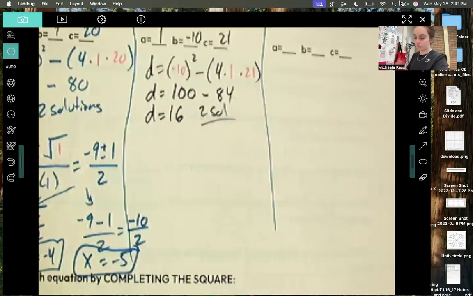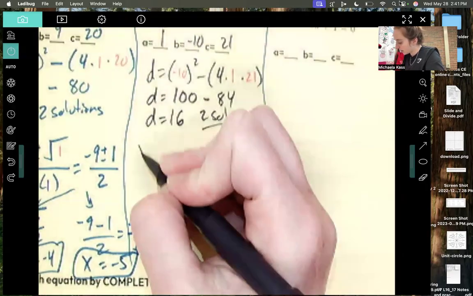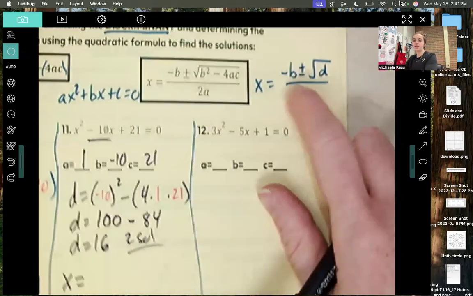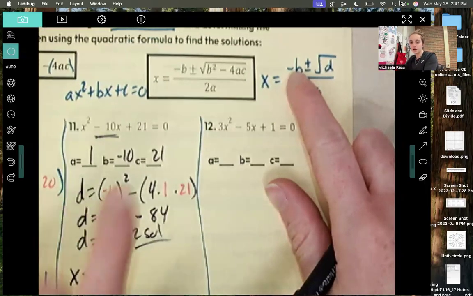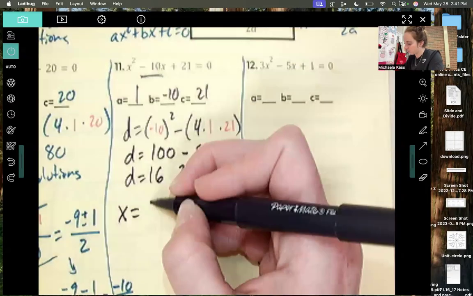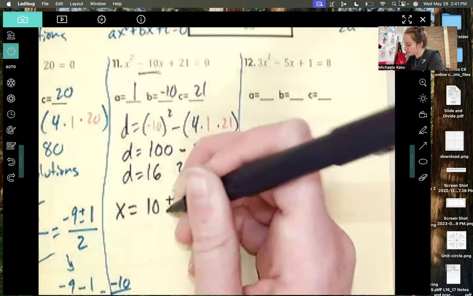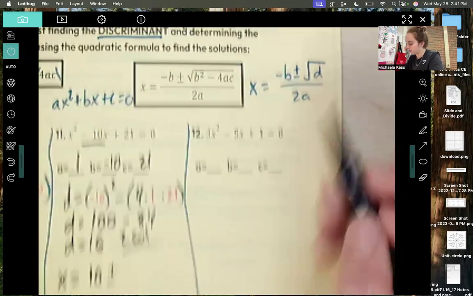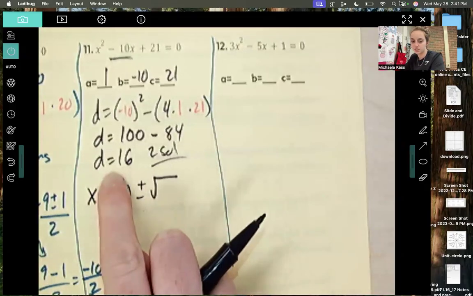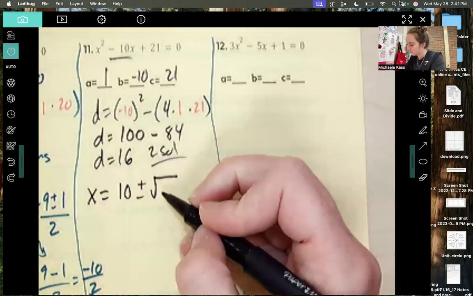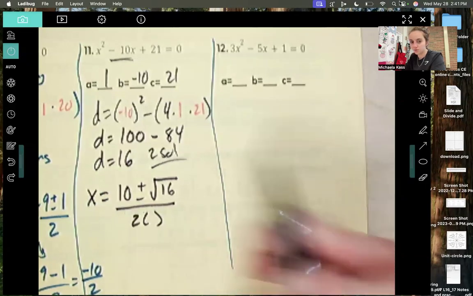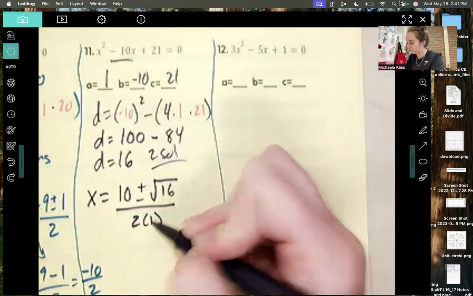Now we do the quadratic formula. So x equals, I'm following this, negative b. So again, opposite of b. B right now is a negative, so it's going to be positive. Plus or minus the square root of d. In this case, the square root of d is 16. This is d. All divided by 2 times a, which is 1.